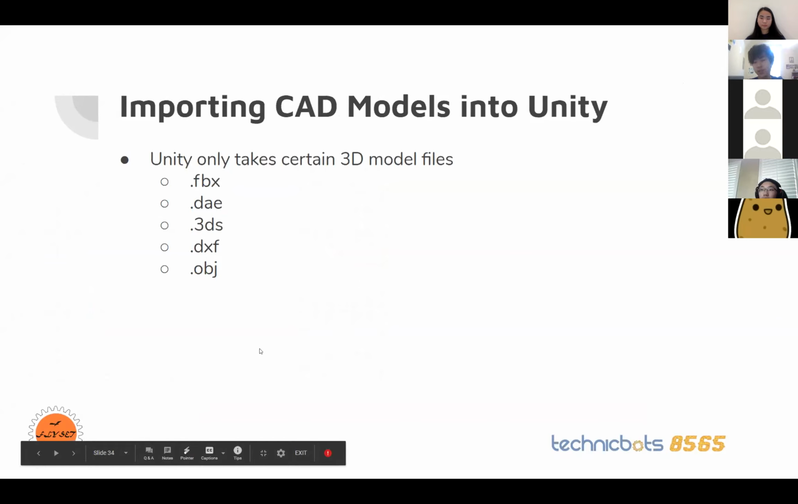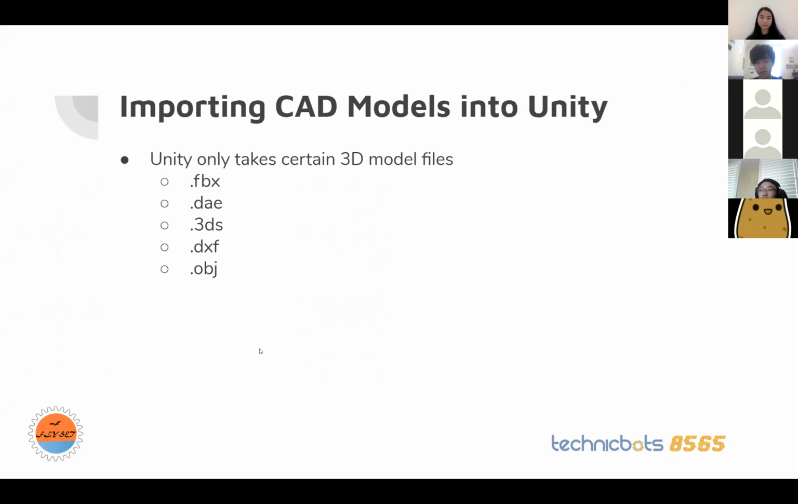Unity takes only a certain number of CAD file types. So here's just a short list of some that Unity accepts. I personally prefer 3DS or FBX because those are the most commonly used and also the least likely to change your file in any format. The ones that I don't use a lot are OBJ and DXF because these are less reliable and can change your model or file in some form.